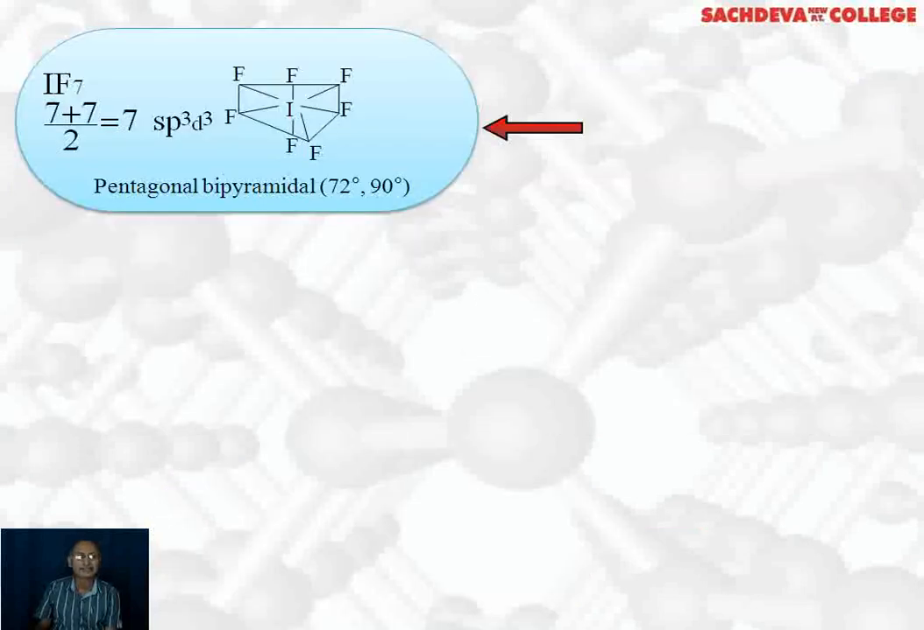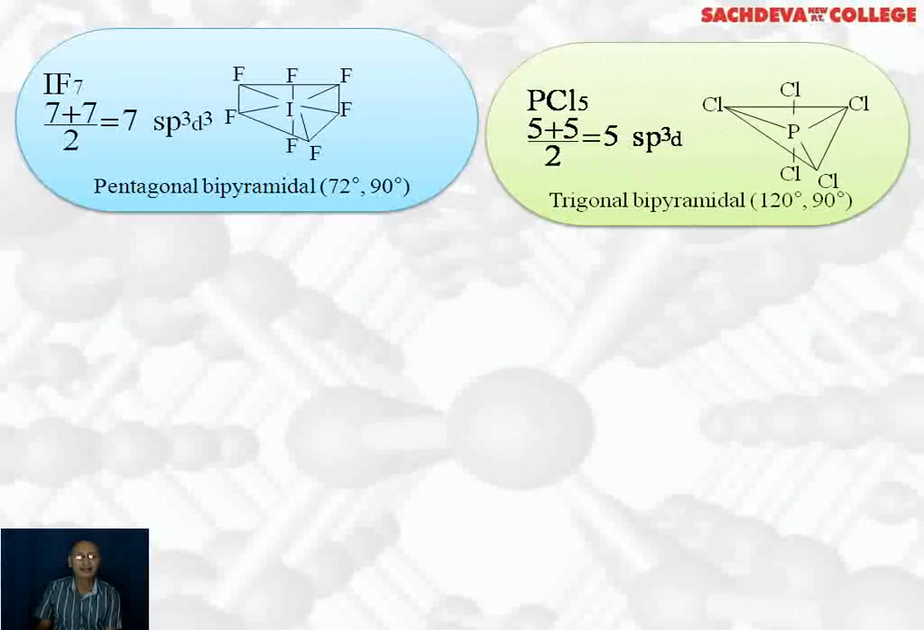The next example is IF7. Iodine has 7 valence electrons. Surrounding atoms are 7, 7 plus 7 divided by 2, 7. sp3d3 hybridization. The shape is pentagonal bipyramidal. The vertical plane has an angle of 90 and in the pentagon the angle is 72. So it has 2 bond angles, 72 and 90.